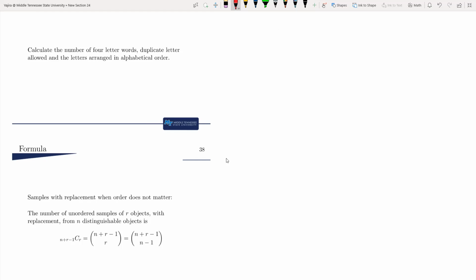So in our case, if it is 4-letter, then we have 26 plus 4 minus 1, and then 26 minus 1. Either we can use that one or we can use the first formula. They're both going to give the same answer. You can calculate and see. That's the answer for this one.